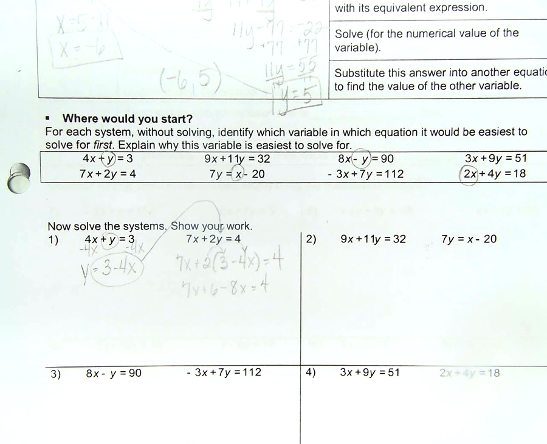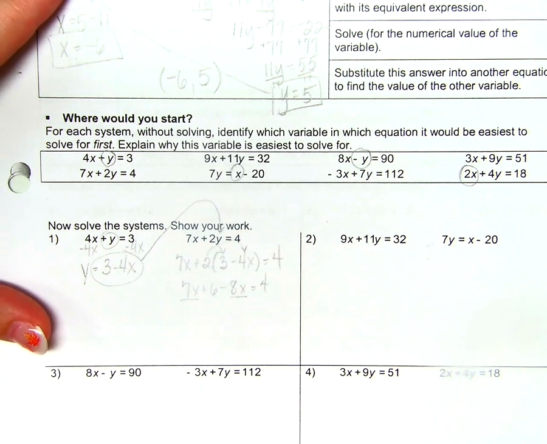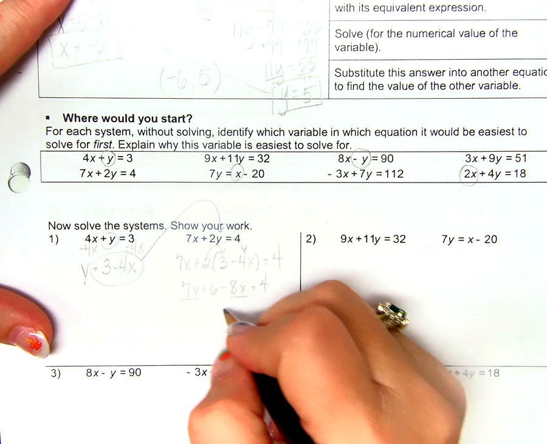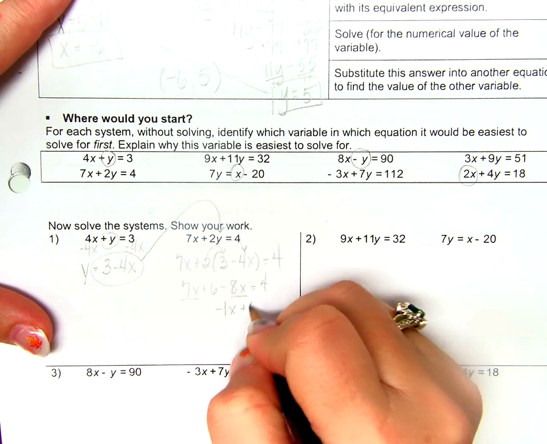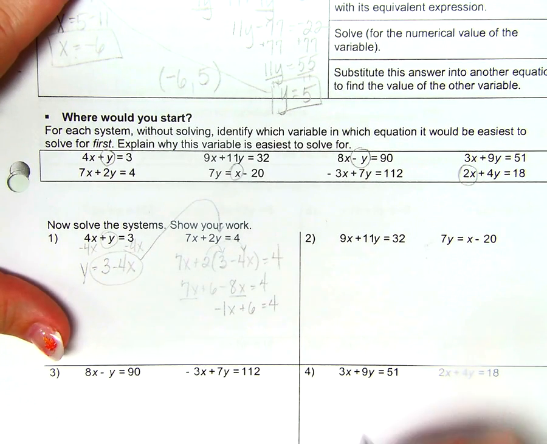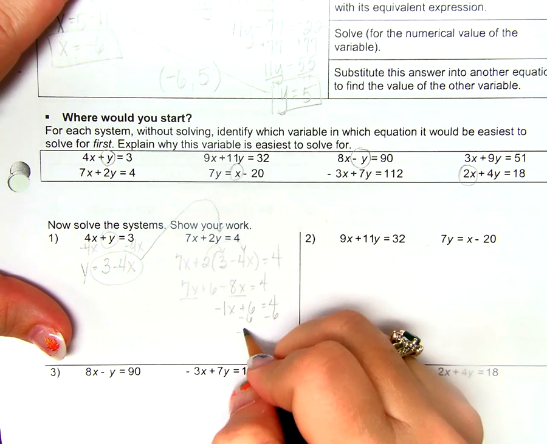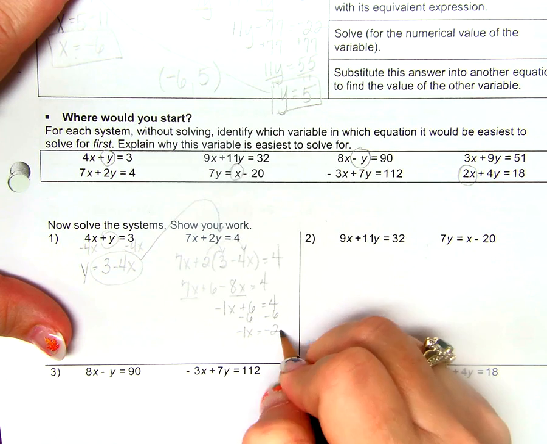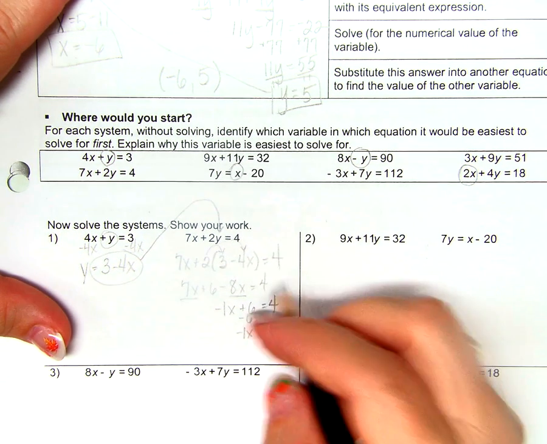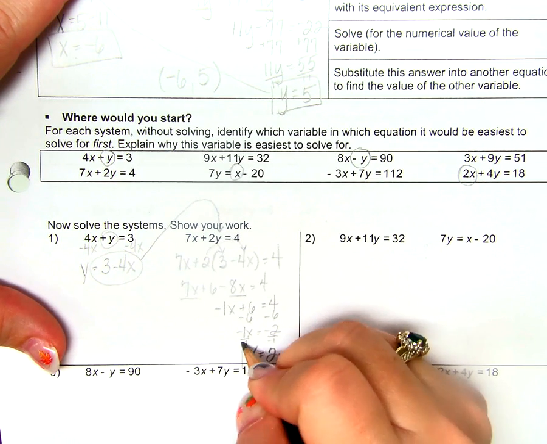Now what? Combine your like terms. If they're on the same side of the equal sign, just combine them. 7x and negative 8x. Negative 1x plus 6 equals 4. Subtract 6 from both sides. Negative 1x equals negative 2. If negative 1x equals negative 2, then x equals 2. Just 2.